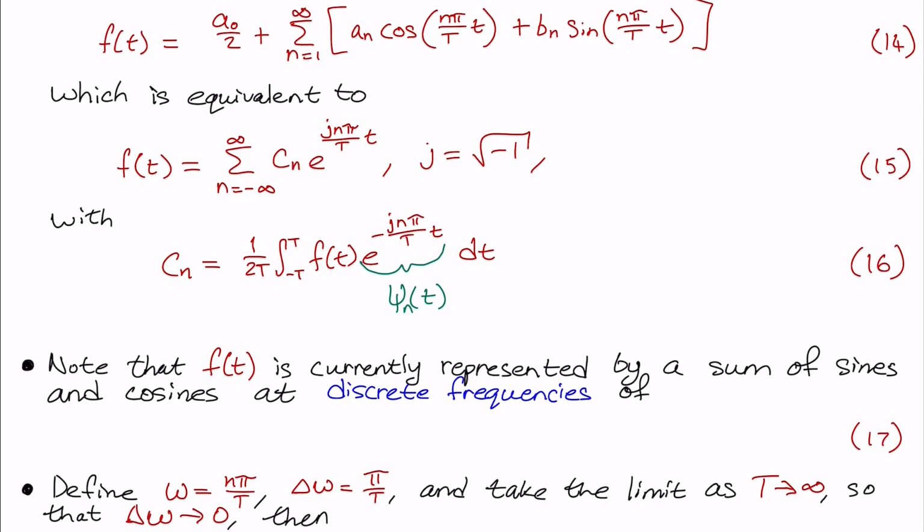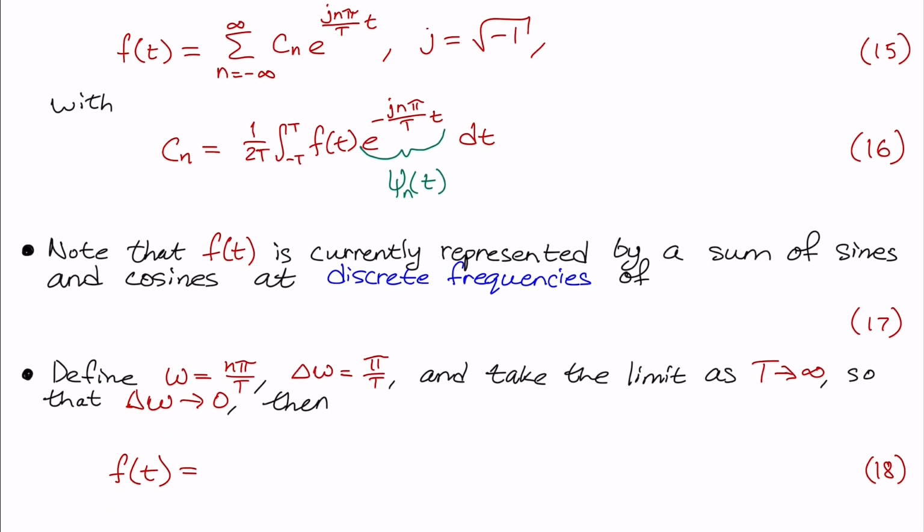Okay, so currently f of t is represented by a sum of sines and cosines at discrete frequencies, and these discrete frequencies are omega n equal to, in this case, n pi over big T, for n going from minus 2, minus 1, 0, 1, 2. In this case, it stretches in both directions to infinity.